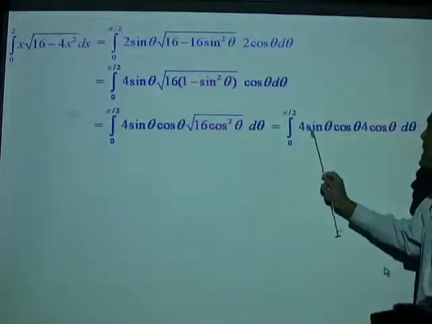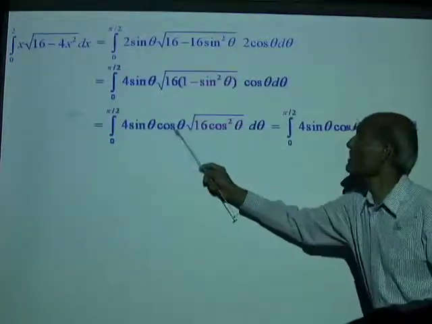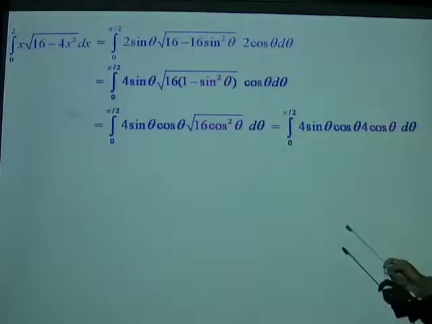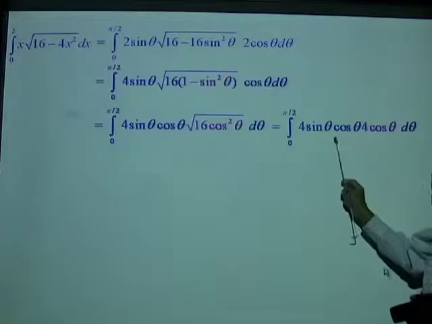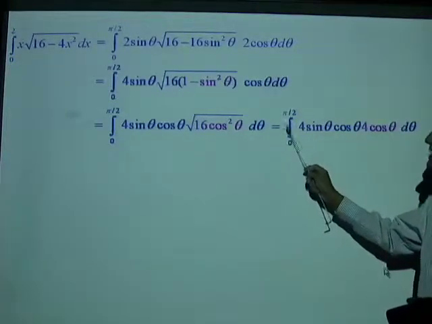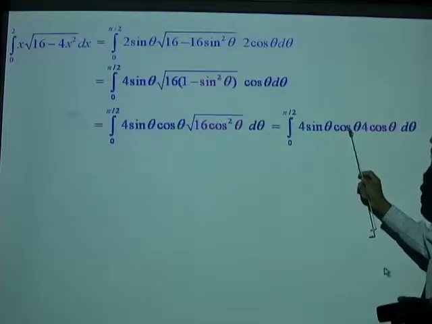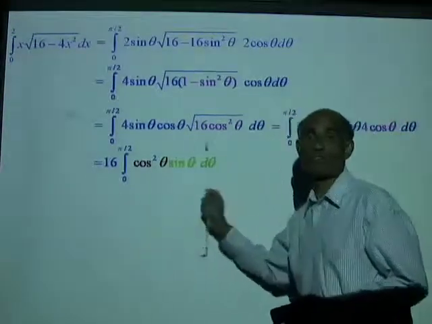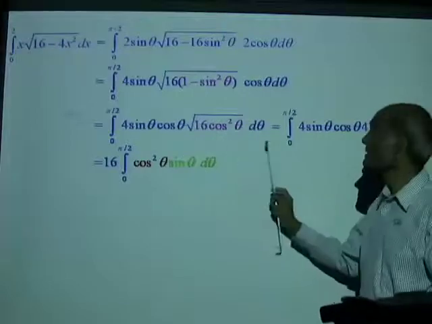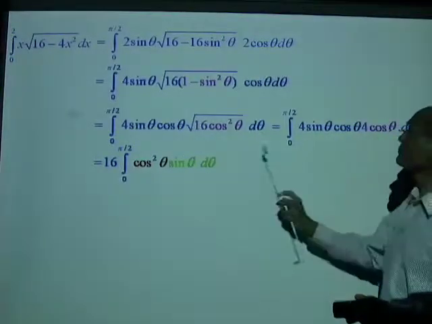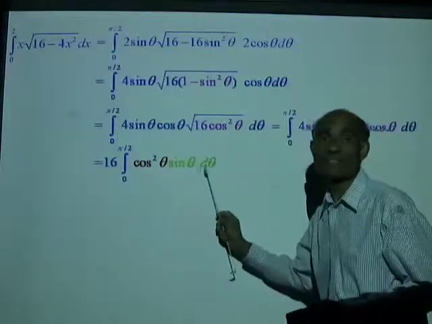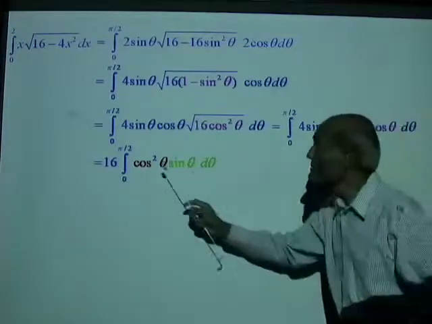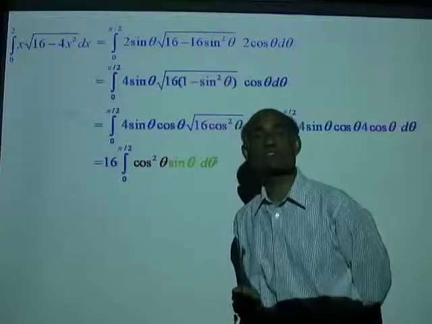That's right. So that will be 4 sine theta cos theta times 4 cos theta d theta. And 4 times 4 is 16, we can take it out. Sine theta cos theta times cos theta becomes this. 16 comes out. Cos theta times cos theta is cos squared theta times sine theta d theta. Alright, tell me, is it a form we can integrate easily?